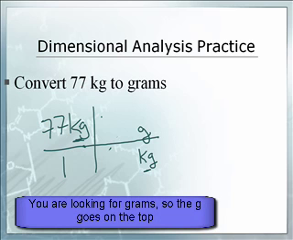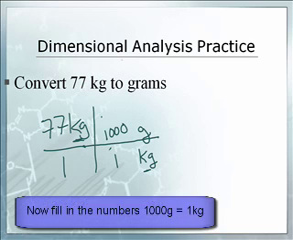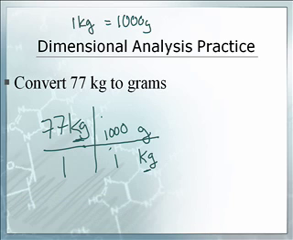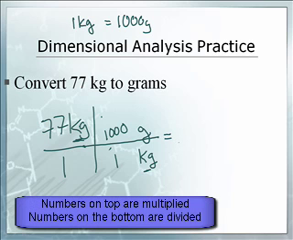That is exactly right. And of course, 1 kilogram is equal to 1,000 grams. You might have written this: 1,000 grams is equal to 1 kilogram. So we turn that into a fraction. And so what I do now is take the numbers. The next rule: numbers on the top are multiplied.